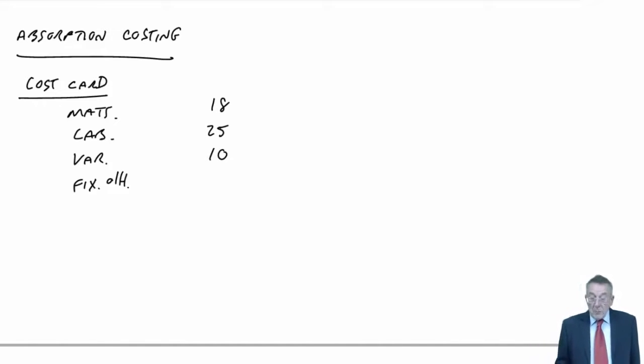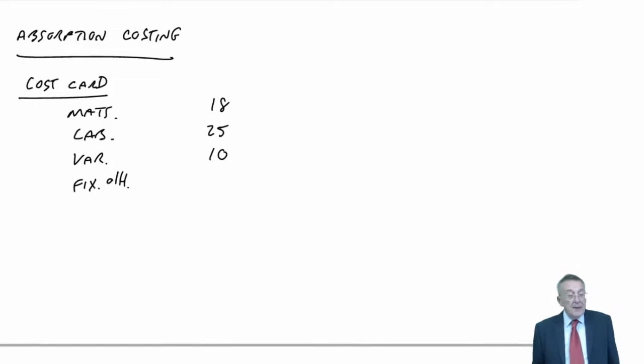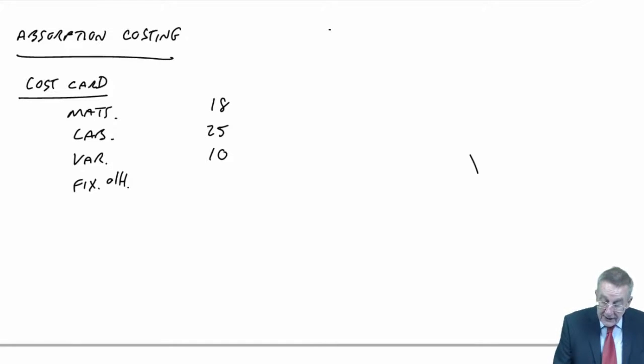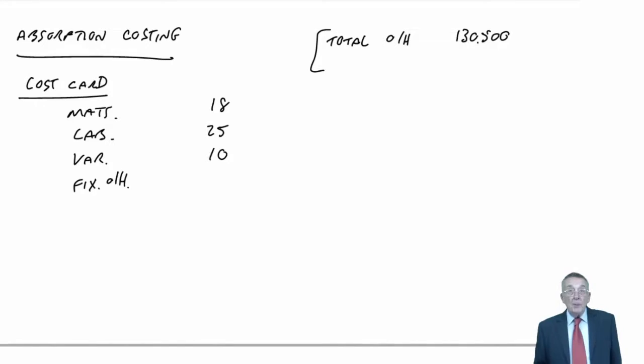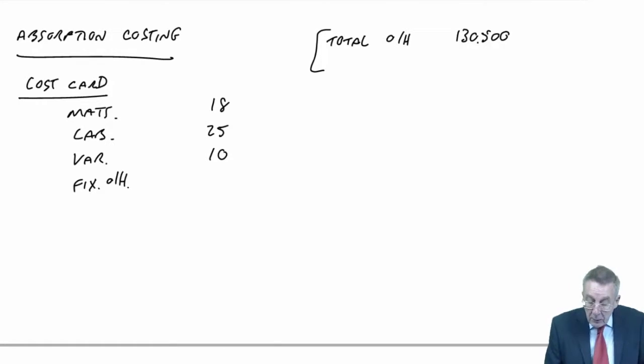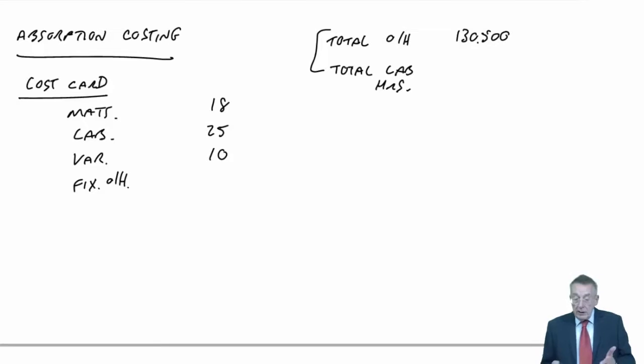Now then, probably, for the full answer, they'll have been absorbed on an hourly basis. So let's work out the absorption rate. The total overheads were 130,500. If we're going to absorb them on the basis of labour hours, we'll divide by the total budgeted labour hours. And we're doing the cost card, so we're basing all this on budget figures.